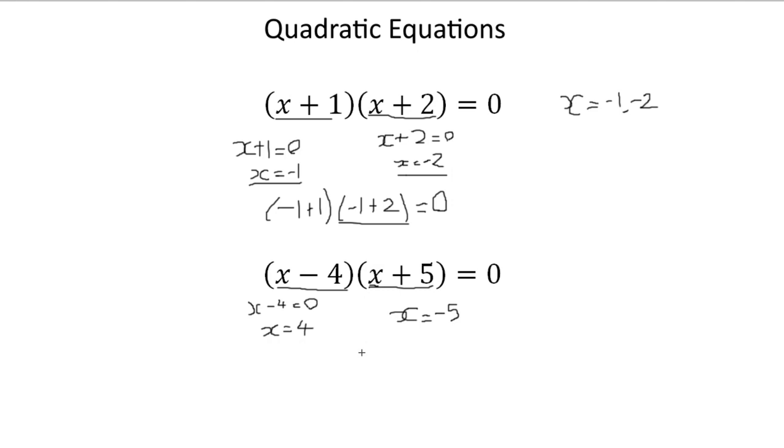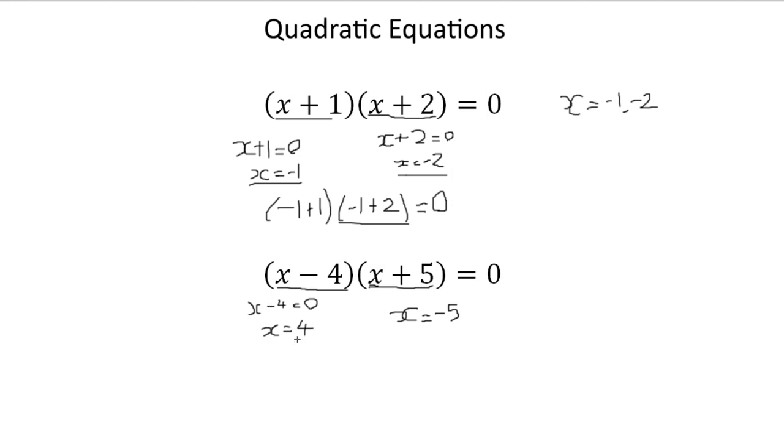And this works because you can clearly see, if you put the 4 back in here, 4 minus 4 is 0, and then that will make the entire thing equal to 0, and that will equal the right side. So that works as well.